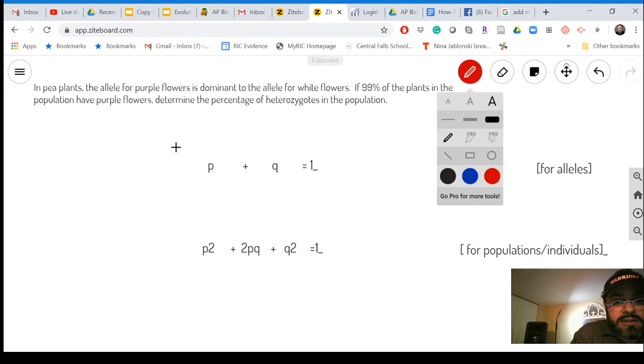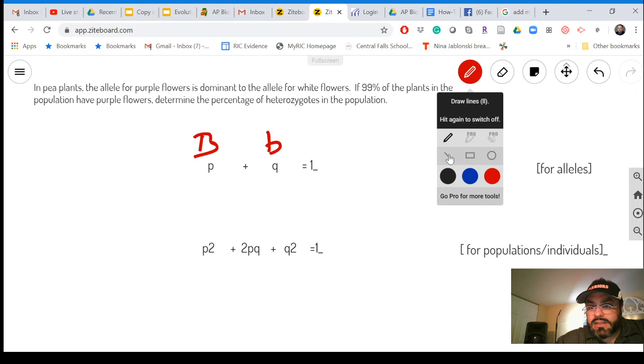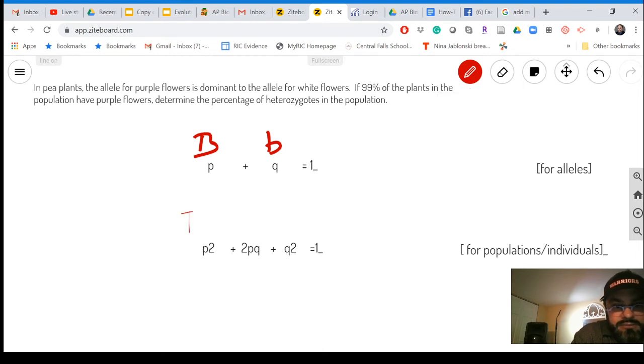This P is the same thing as big B, and therefore this is the same thing as saying little b. Right? So big B and little b. That's what that is. The other way is, think of it this way. This P squared, again, that should be squared, is the same thing as saying this is big B.